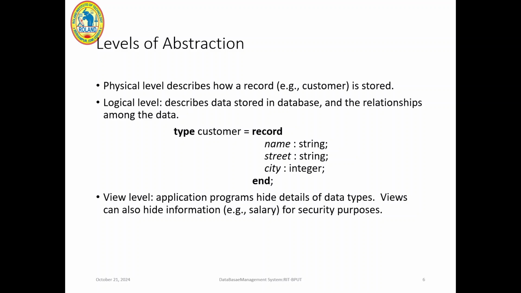Then the view level. Here application programs hide details of data types. You can also hide information. Suppose you are somebody other than the relevant person, so you need not know others' salary, so that's why salary can be hidden from you. So this is the view level.